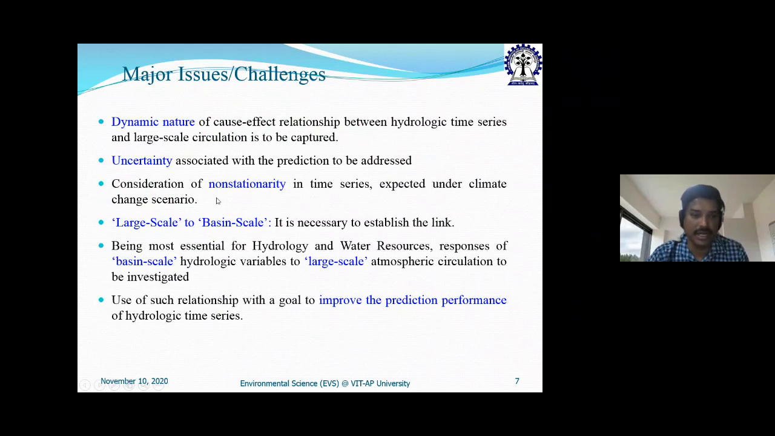The first challenge is that whenever we talk about a cause-effect relationship, there is a causal variable and an effect on it, and there is a dynamic nature to this relationship. Dynamic nature means it is changing over time. Whatever relationship I identify, y equals mx plus c for example, just a basic example, the parameter m that I estimate may change over time. So the relationship we are going to model is dynamic in nature.